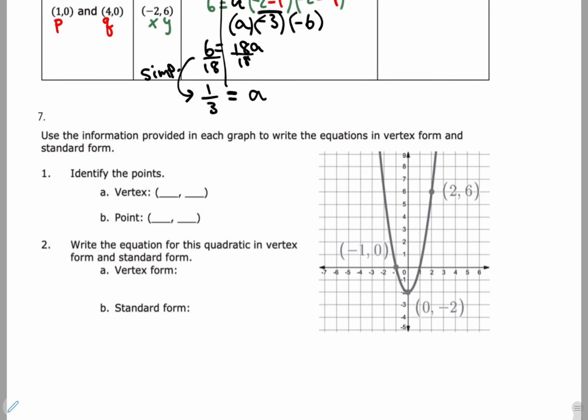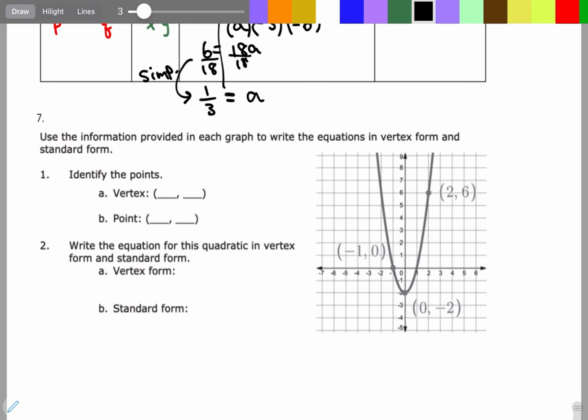All right, got a couple more to do, and then we can get ready to take this test. Identify the vertex, easy money. It's all the way down here at the bottom, 0, negative 2. This point right here is a special point called the x-intercept, aka the root, aka the zero. This guy up here is the random point, and all points are written as x comma y. So 2, 6.